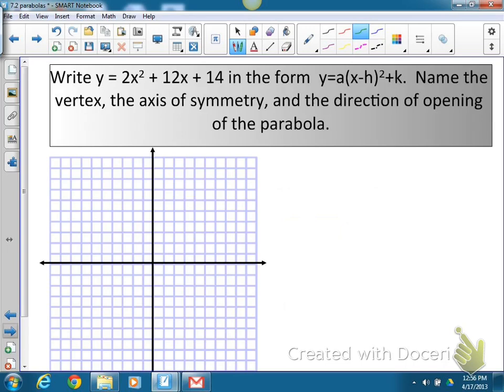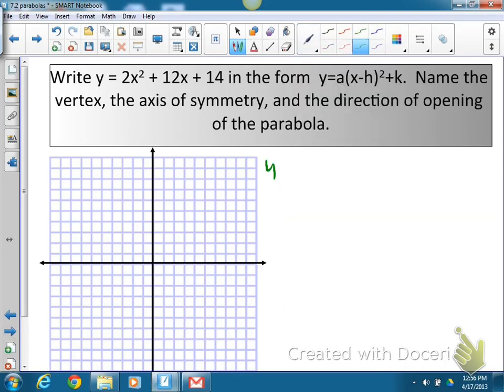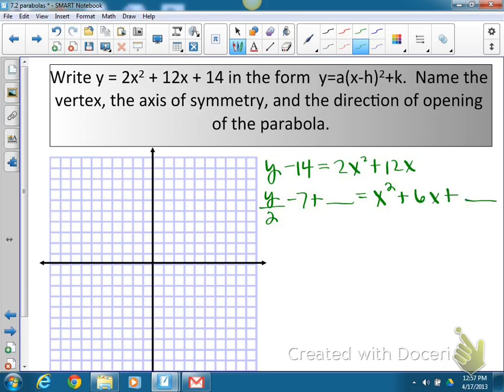So if we look at an equation that's in standard form, y equals 2x squared plus 12x plus 14, if we want to put this in what we call vertex form, we know that we complete the square. I've already gone through this process before. I'm going to move the 14 over. We know that we can't complete the square unless the a value is 1. So I'm going to divide here. So I have y over 2 minus 7. And I know that I have to do some work to come up with a complete square.